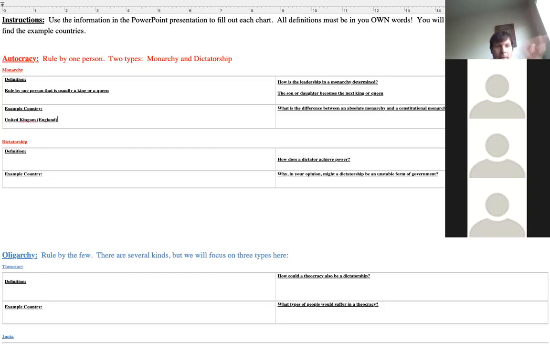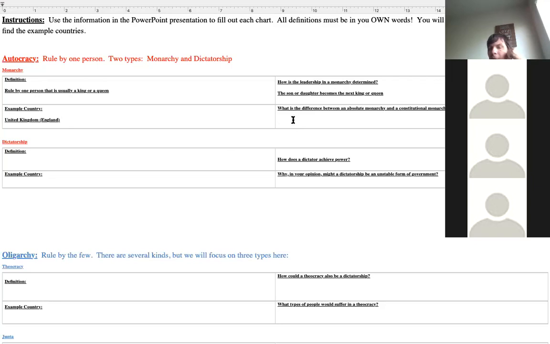You could put Saudi Arabia. You could put technically Canada, because they're technically still part of the British Empire. There's a lot of things you could put. So you would just go on to Google and search a country that has a king, or a country that is a monarchy. Any of that would work. And then after you give me a definition and an example country, over here I have these open-ended questions.